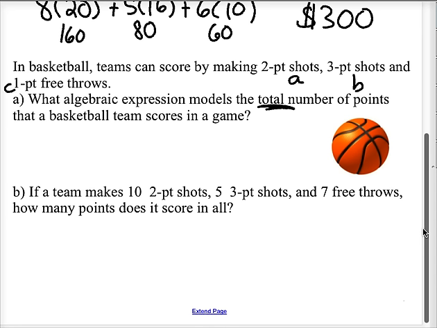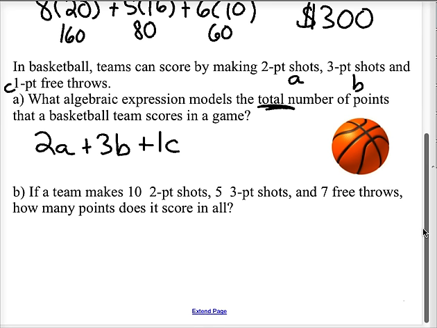And what am I going to do? Well, I get 2 points per 2-point shot. So what does that mean? Well, that means I'm going to make 2 times A. I make one of those, I get 2 points. I make 2 of those, I get 4 points. Should make sense. Same thing for the 3-point shots. It's going to be 3 times the number that you make. You make 1, you get 3 points. 2, you get 6 points. And then 1 times the number of free throws that you make.